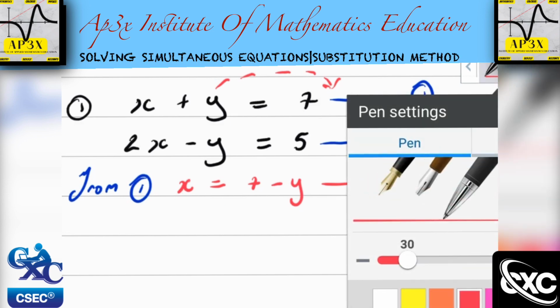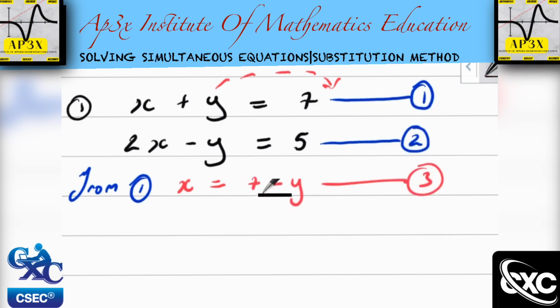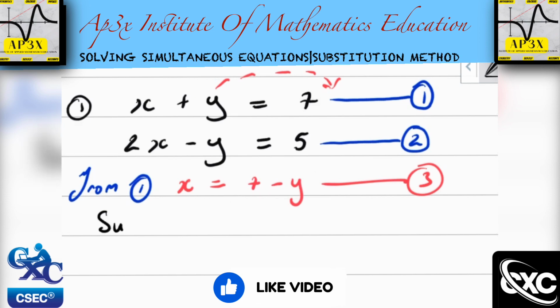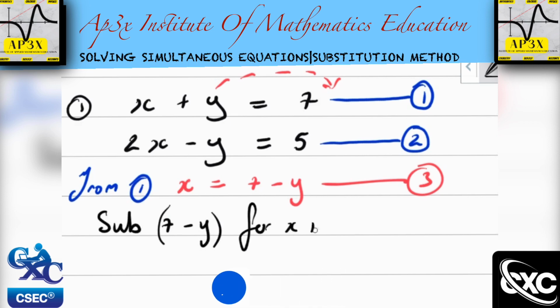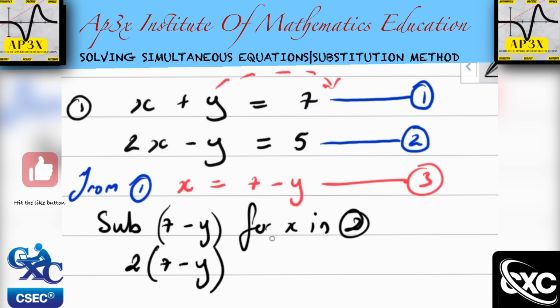So now what's going to happen here is that I'm going to substitute this expression, 7 minus y, for x. So I'm going to sub 7 minus y as an expression for x in, of course, equation 2, because it is equation 1 that created equation 3. So I'm therefore going to substitute my new expression into equation 2. So anywhere I see an x, I'm going to replace the x in equation 2 with 7 minus y. So this becomes 2 multiplied by 7 minus y, because that's 2x and x is 7 minus y. So 2 multiplied by 7 minus y, minus y, and that's equal to 5.